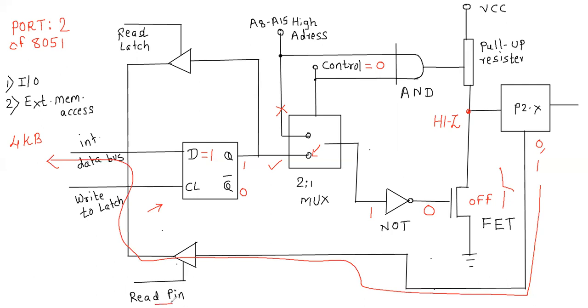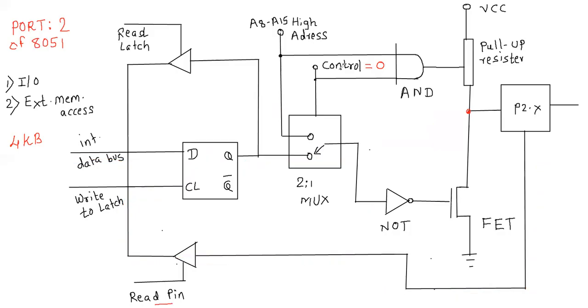pin is enabled by the microcontroller. So this is about the read input operation performed by the microcontroller port 2. Now let us see how the port 2 is capable of sending the higher address from the microcontroller.